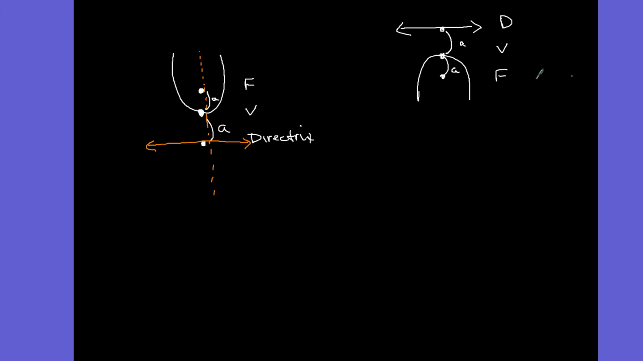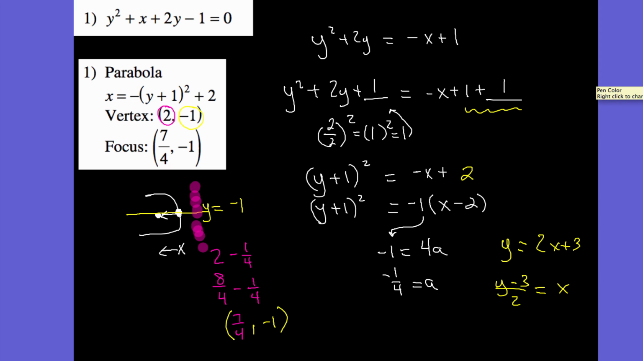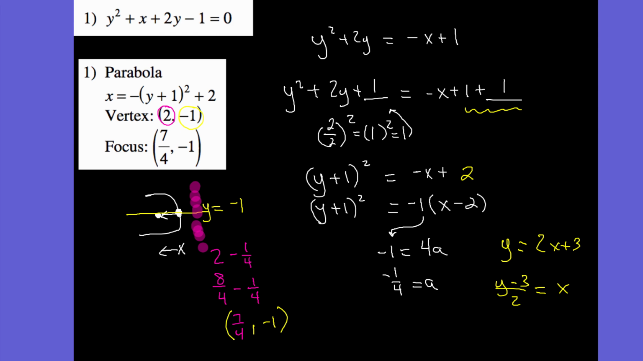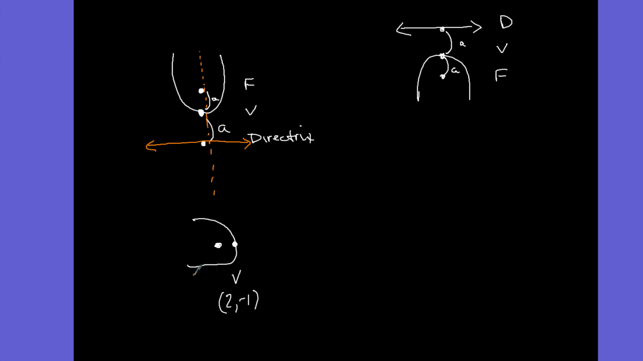Okay, so for the last problem, our A was negative 1/4. So would the directrix just be 1/4? It wouldn't just be 1/4, because that was one that opened up this way. And here is our focus right here. Our vertex was at (2, -1). Our A value was 1/4, so we're going to go this way 1/4 to get our directrix.